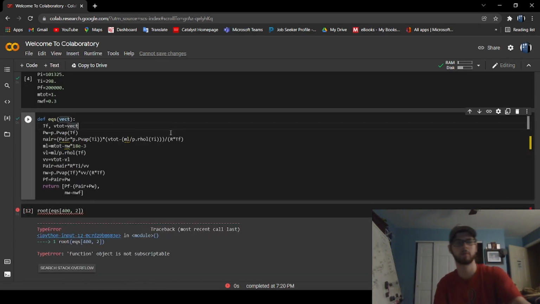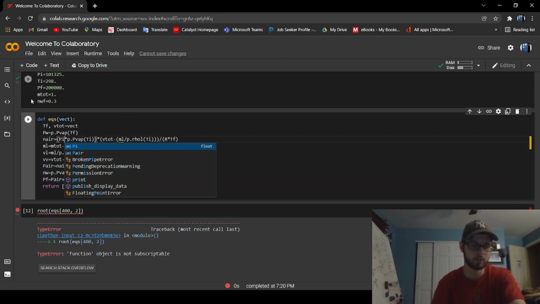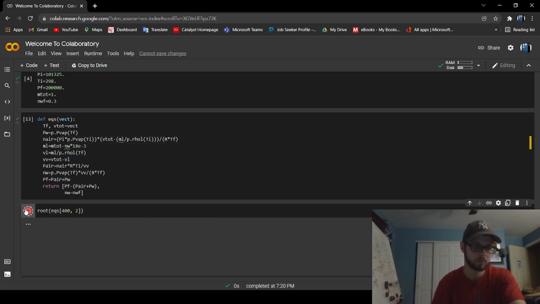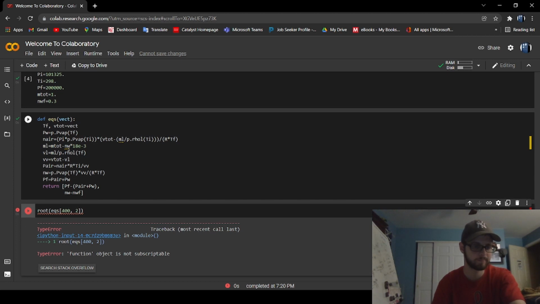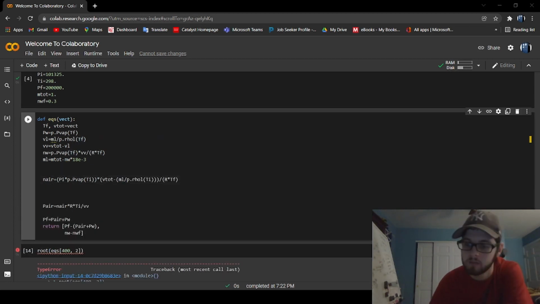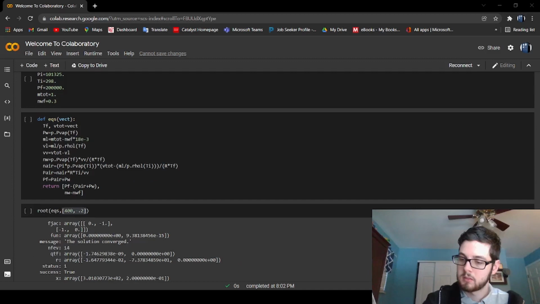Okay, so I've been playing around with it. And I think what my problem is, I think this is supposed to be pressure initial. I like that better. Gonna have to play with this some more.